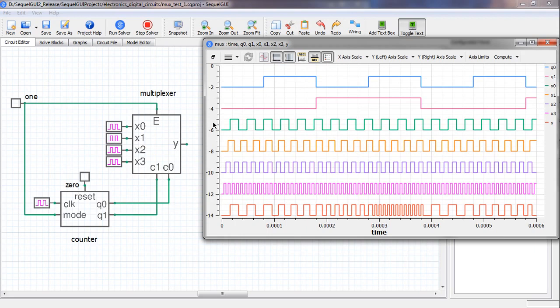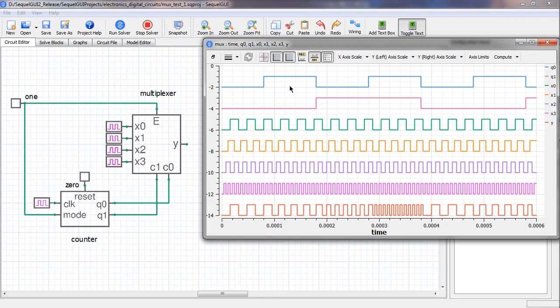Alright, now let us see what happens in each of these intervals, from there to there, from there to there, from there to there, and from there to there. In these intervals our select lines are changing. Here we have S0 equal to 0, S1 also equal to 0. So what do we expect? We expect that the input line 0 would get connected to the output. That means this signal should appear at the output. And if you look at the output, that is exactly what we see.